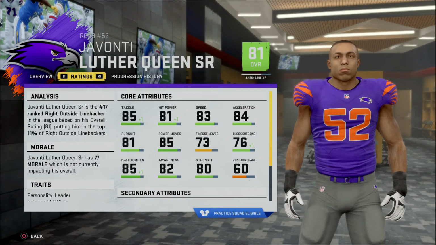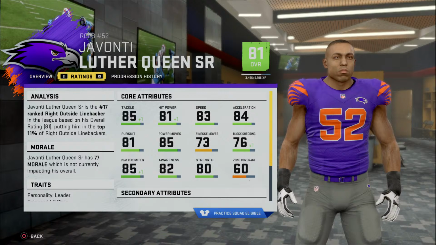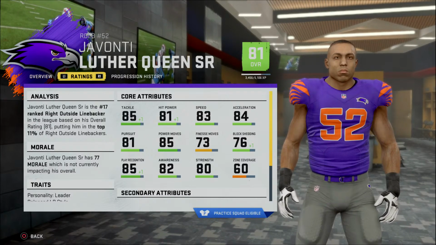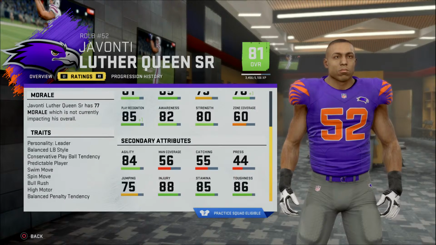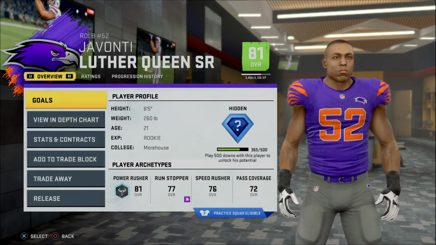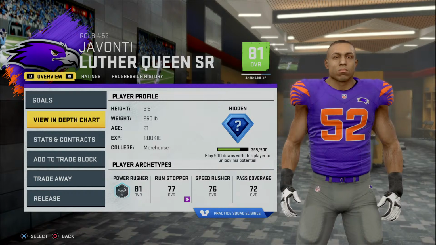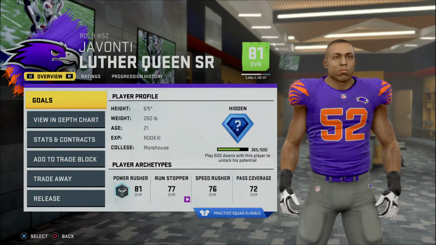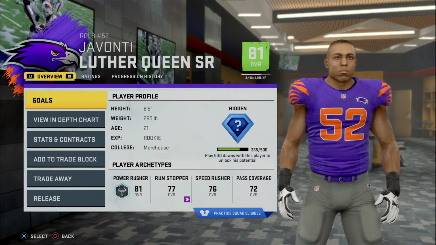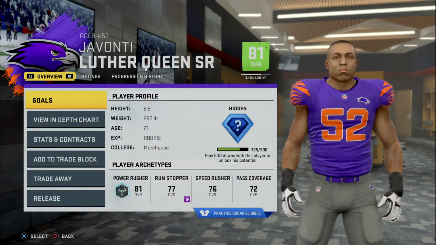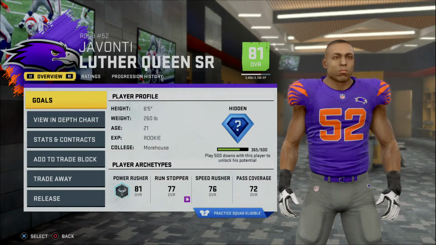So if we take a look, he's got 85 power move and 73 finesse move, but essentially what I want you to realize here is that even though he's got that power move, that might hyperinflate his overall, because as a 4-3 outside linebacker, it's great that he's got that power rush move, but he's really not going to utilize it that often. More so, you're going to want to pay attention to the run stopper and the pass coverage grade.